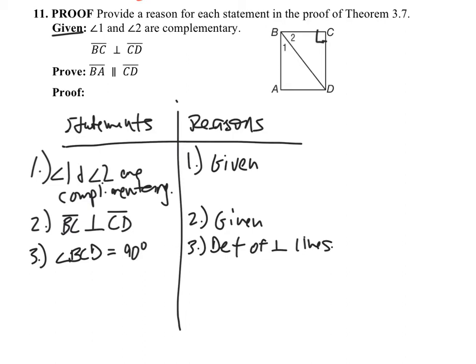Now, the other thing that I can conclude is that angle 1 and angle 2 are complementary. So the fourth statement that I can write is that angle 1 plus angle 2 is equal to 90 degrees. Let's draw that also in the picture, that those are 90 degrees. And the reason that I can say that in part 4 is that that's the definition of complementary angles.